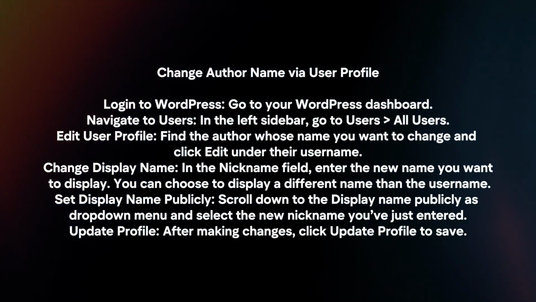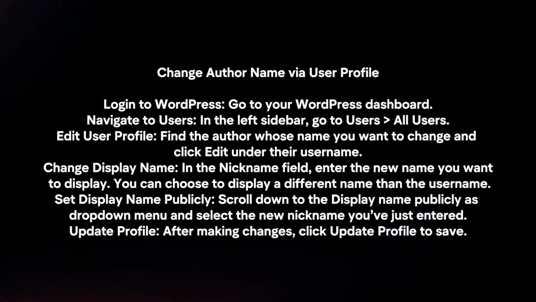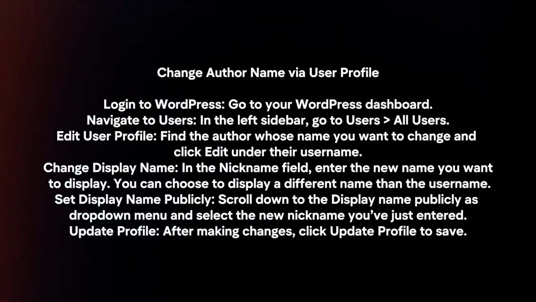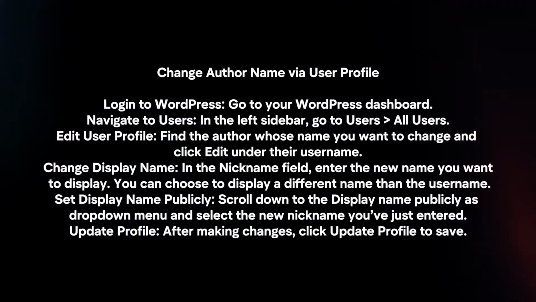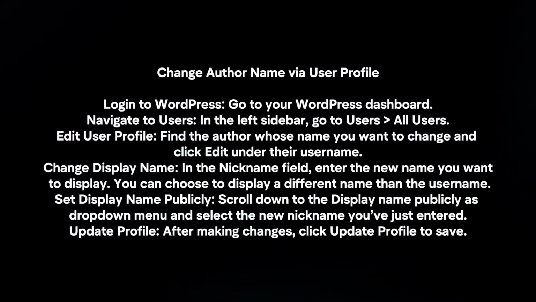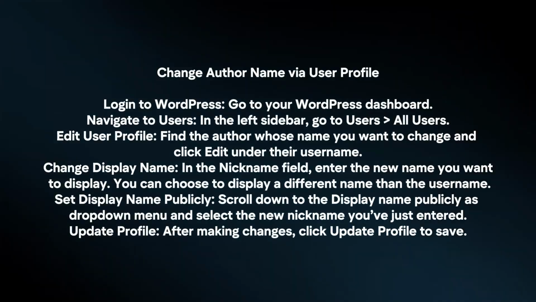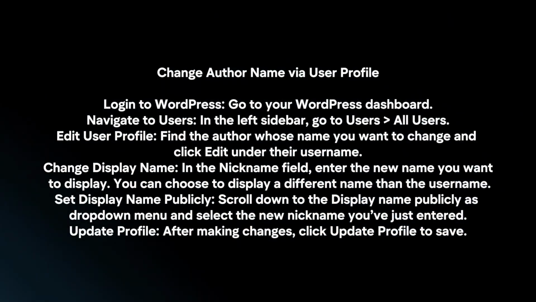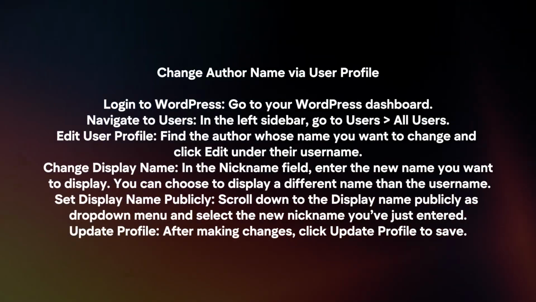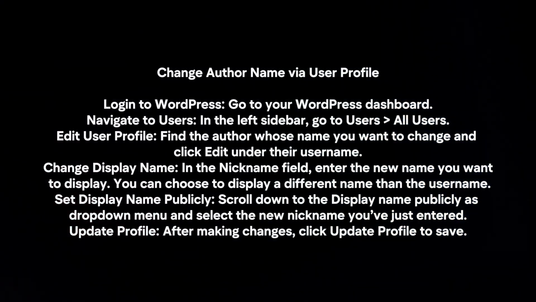Navigate to Users. In the left sidebar, go to Users, All Users. Edit User Profile. Find the author whose name you want to change and click Edit under their username. Change display name. In the nickname field, enter the new name you want to display. You can choose to display a different name than the username.